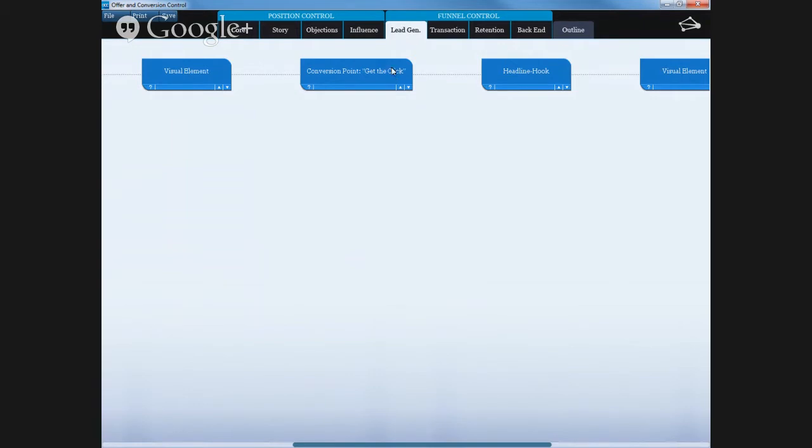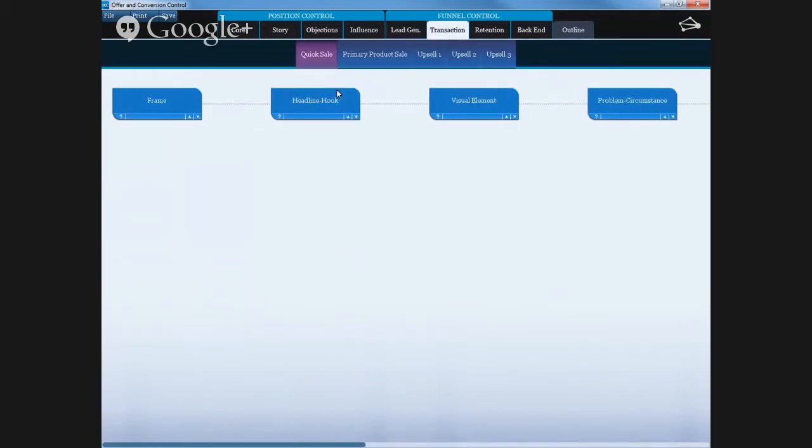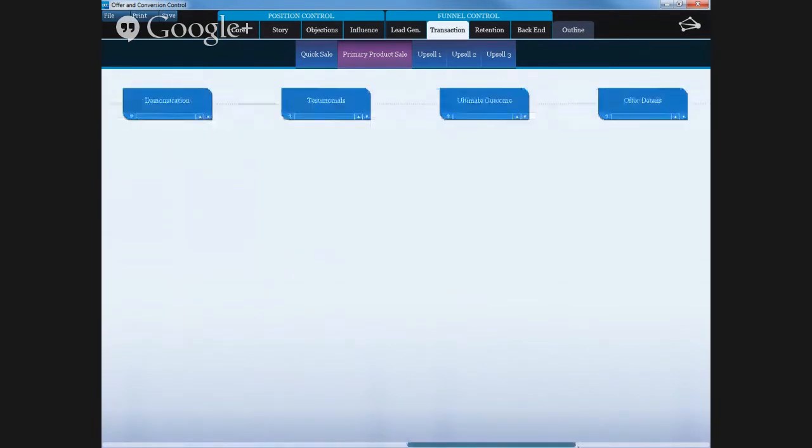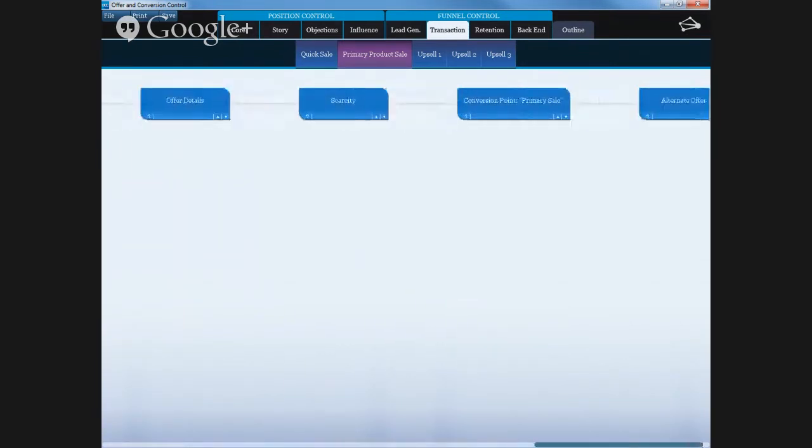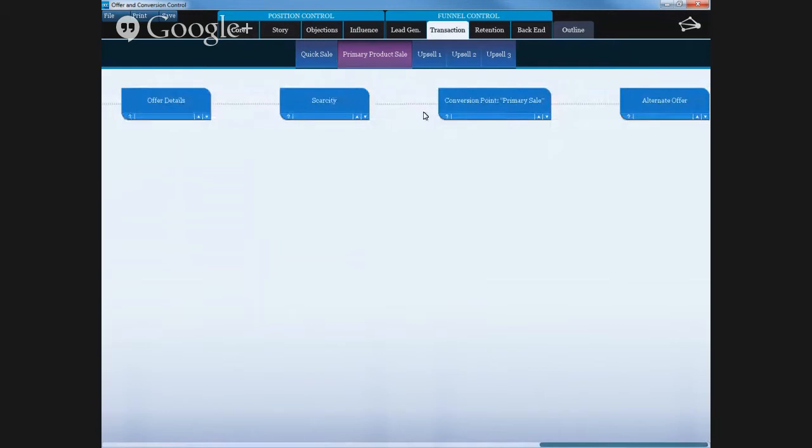And you'll see that there's conversion points under lead generation and under the transaction as well, where you've got your quick sale, which would be your initial fast $7 sale that you would try and get them to make, then your primary product, which is the actual product, the main thing you sell, the main sale that you want to get to, which leads to a conversion point. Alternate offer over here is really for a down sale. What are you going to offer them if they decide not to take up your primary sale?